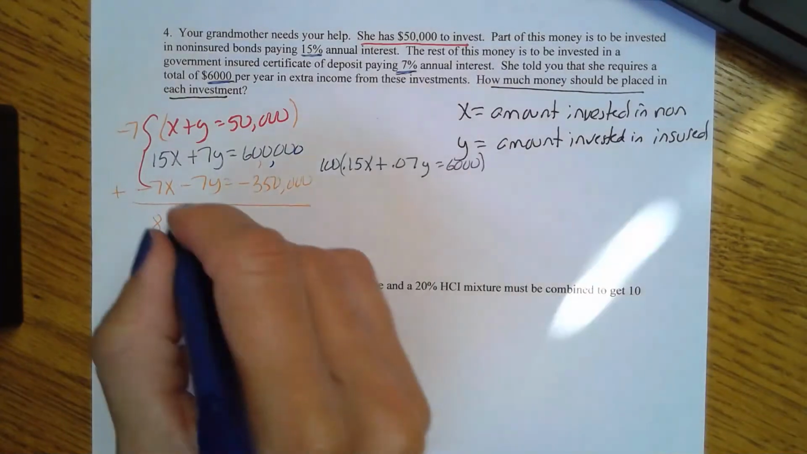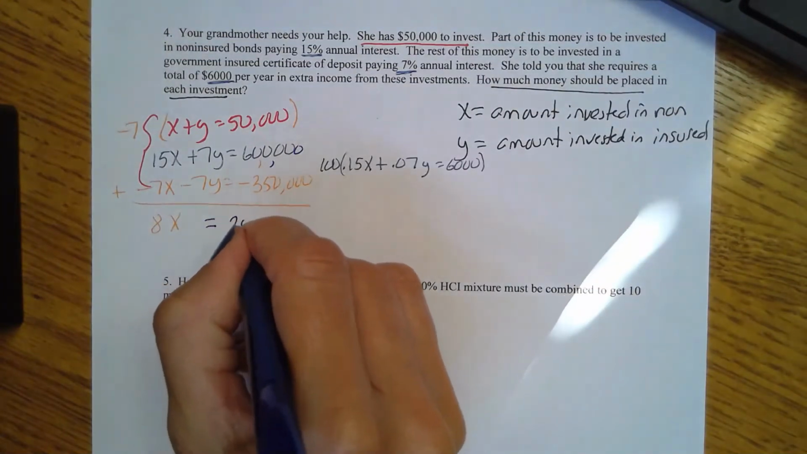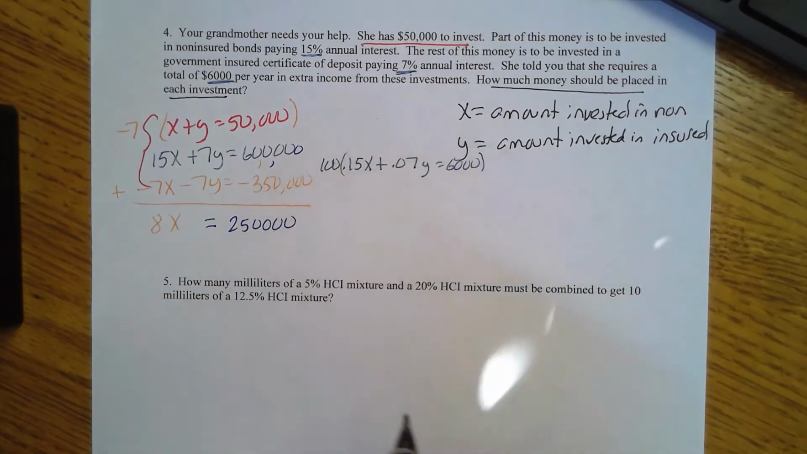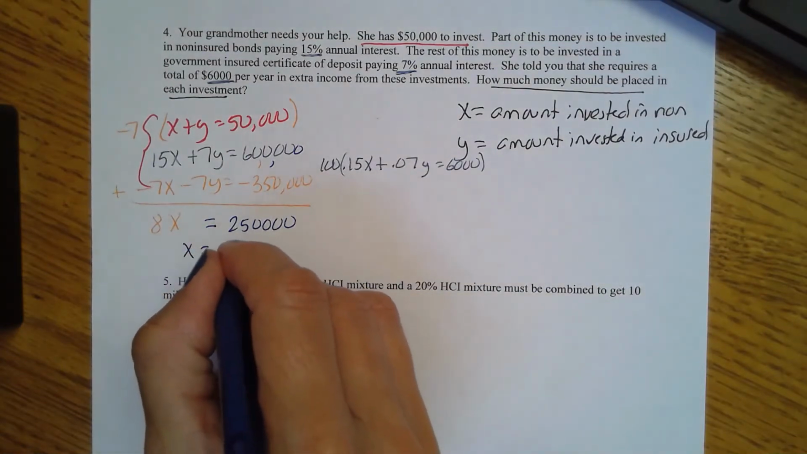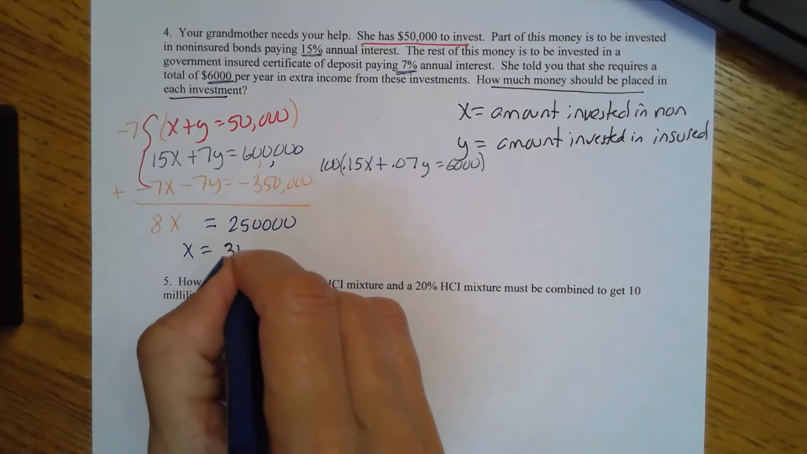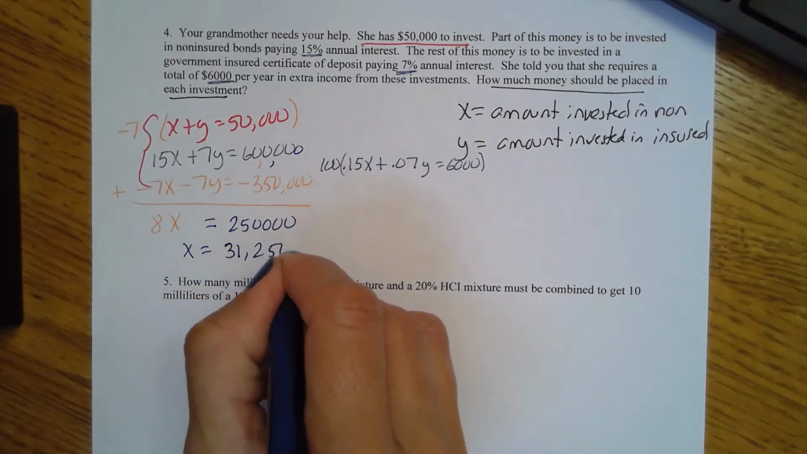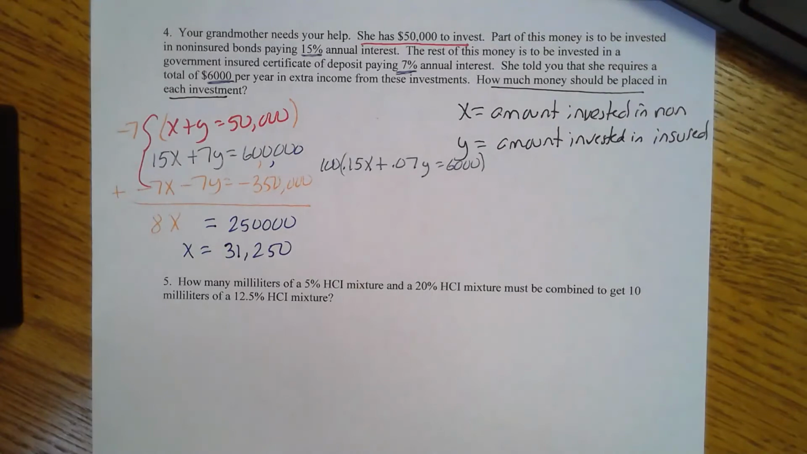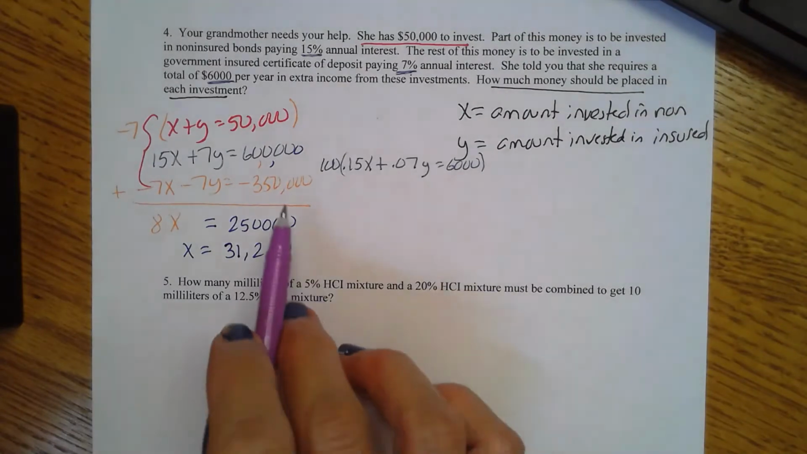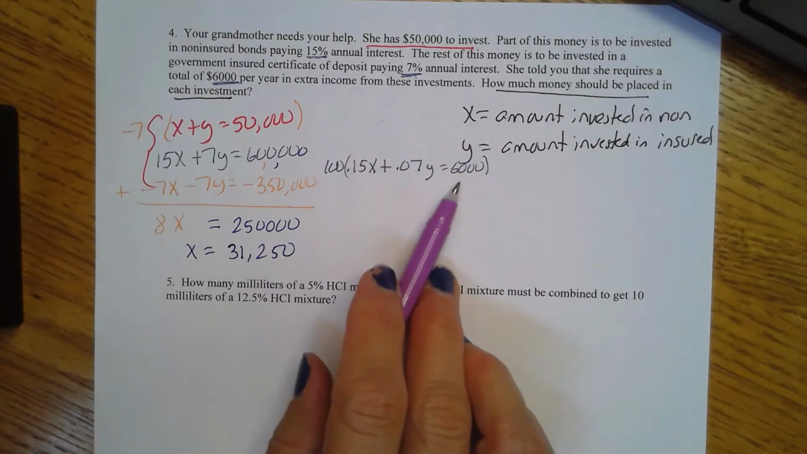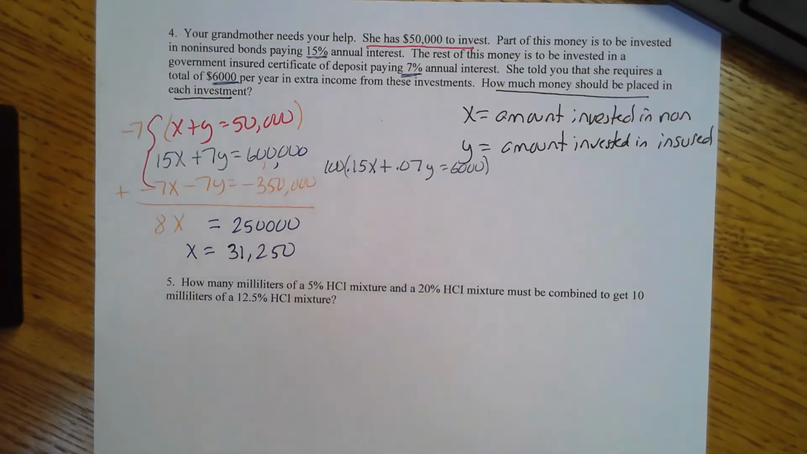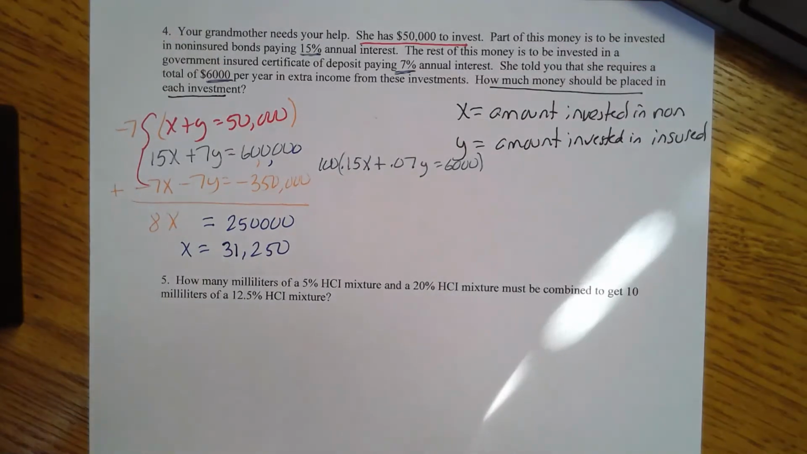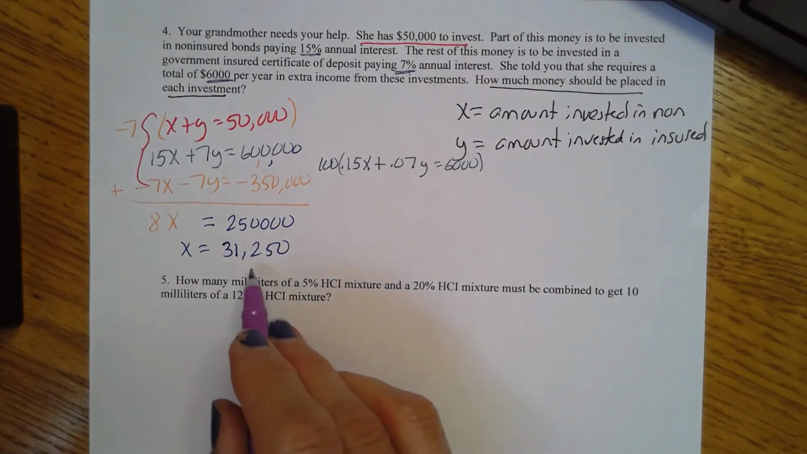My bad. So 8x equals 250,000. And divide that by 8, and we end up with x equaling 31,250. Sorry about that. When I multiplied by 100 on the 6,000, I should have had 5 zeros, and I only had 4 at the time. So my bad. Hopefully that didn't confuse you too much. So now x is 31,250.